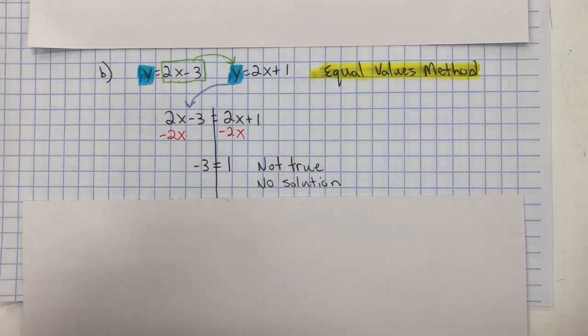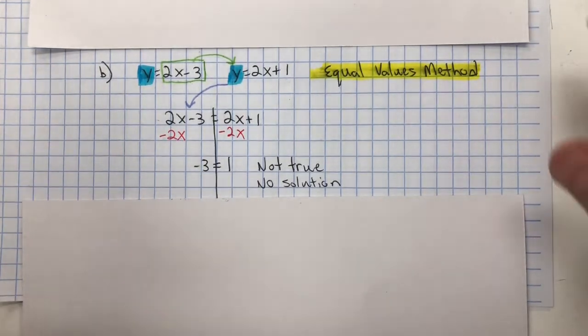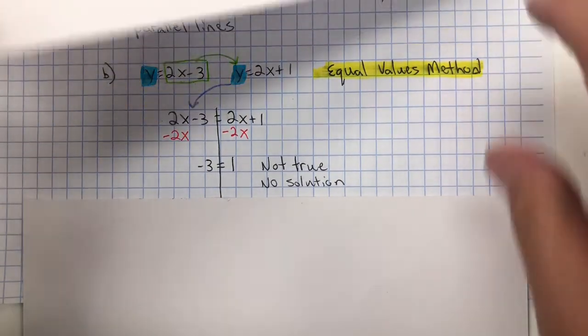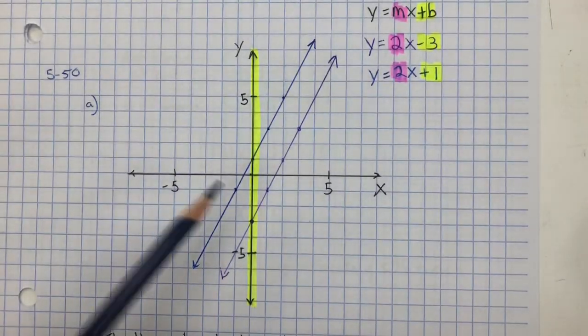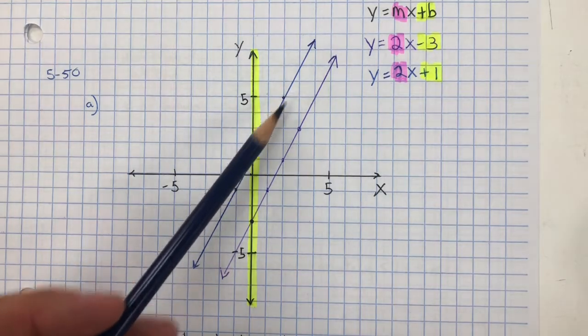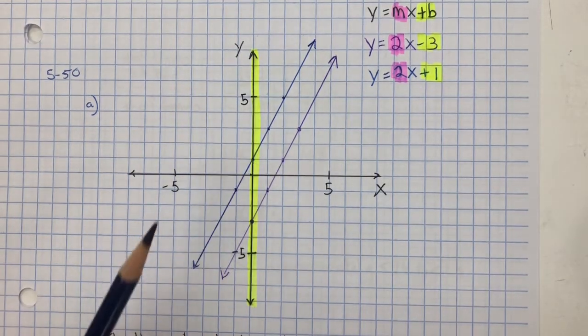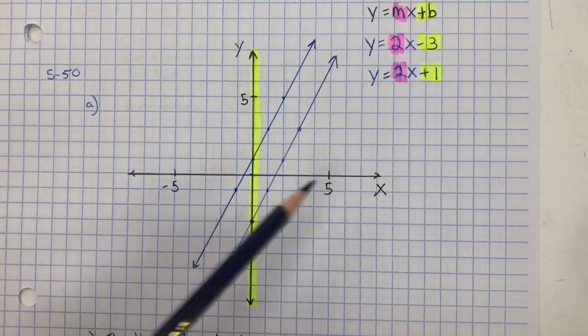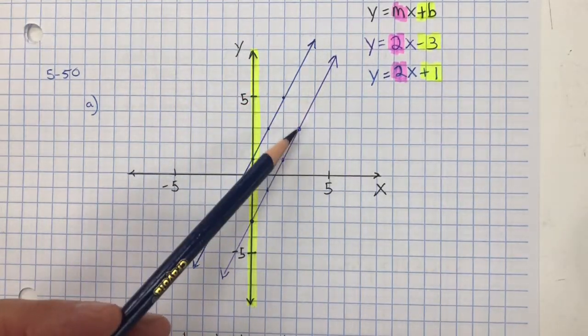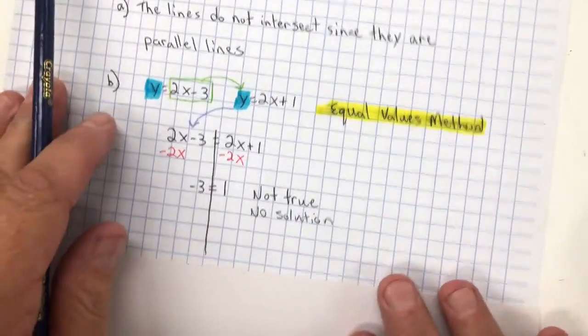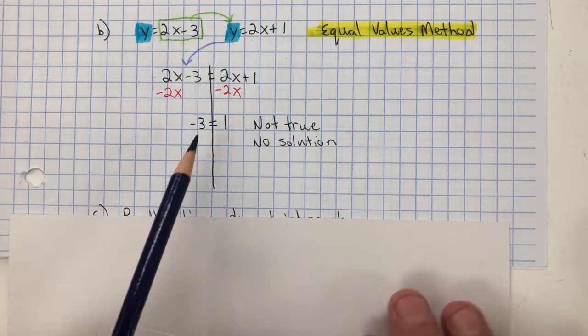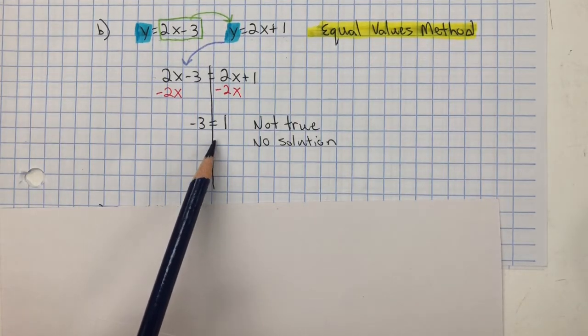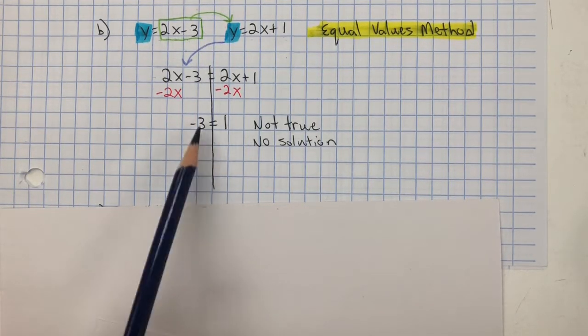So there's no solution. If you get no solution, we can go back to our graph here. Well, they're parallel lines. A solution would be the point where they intersect, and if they don't intersect, they have no solution. And this is what it looks like when you solve it algebraically.